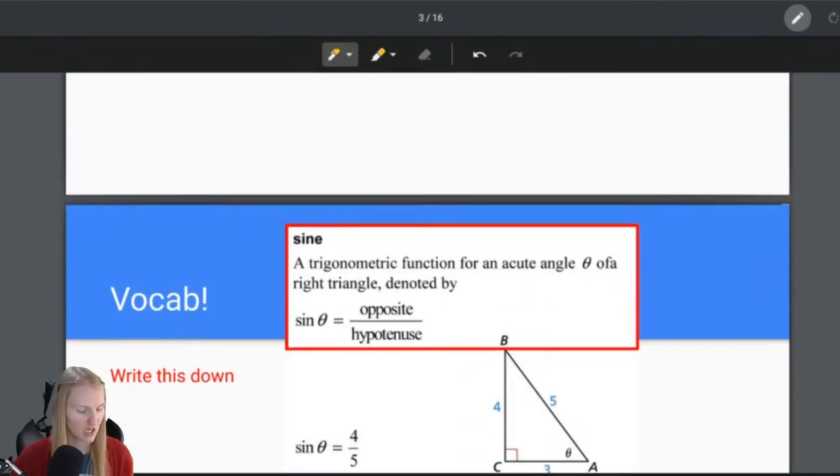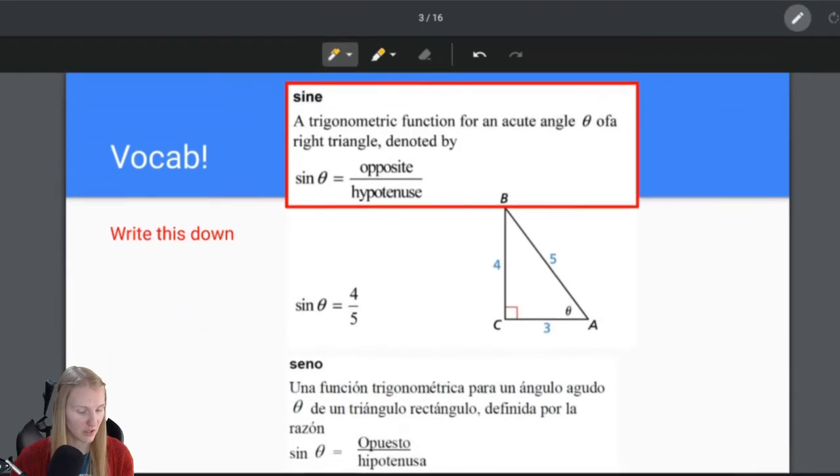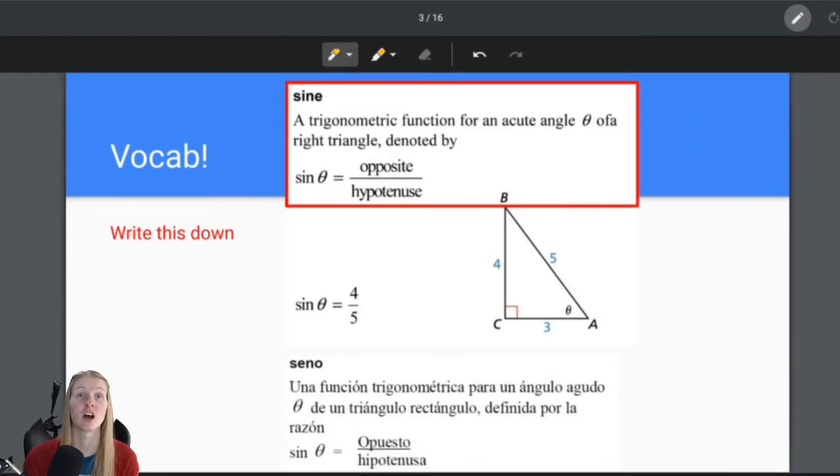So, first thing you need to do is put this in your notes. This is the definition of sine. So, pause the video, write that down, and then unpause so that we can chat about what it means. So sine is a trigonometric function of an acute angle theta of a right triangle, equal to opposite over hypotenuse. Just like tangent was opposite over adjacent, sine is opposite over hypotenuse.